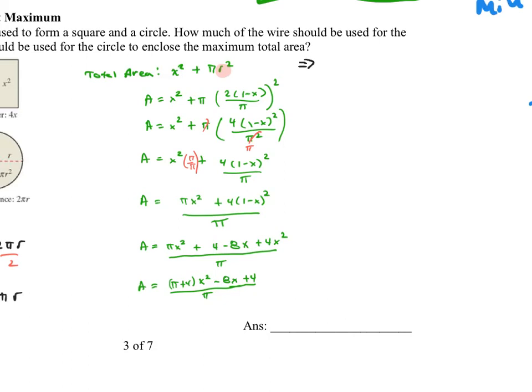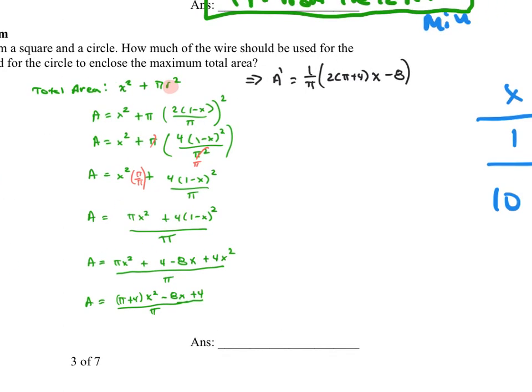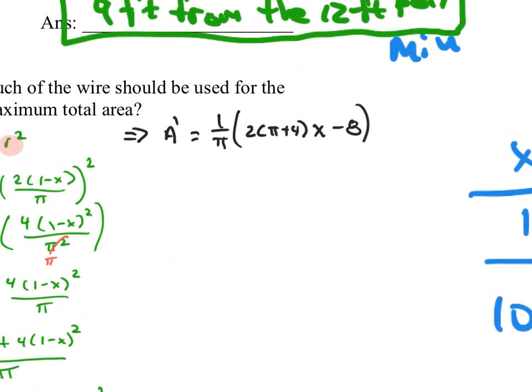maximize my total area. The way that I do that is I need to find the derivative. Well, the derivative, 1 over pi, is just a constant, so I'll leave that there. The derivative of pi plus 4 times x squared would be 2 times pi plus 4, and then you'd have the x, right? The derivative of negative 8x would just be a minus 8, and then the derivative of 4 is 0. So what I'm ending up with there is 1 over pi times 2 times the quantity pi plus 4 times x, all minus 8. Okay, this is never undefined, but we can set this equal to 0. So let's go ahead and set it equal to 0 and solve this fun equation.